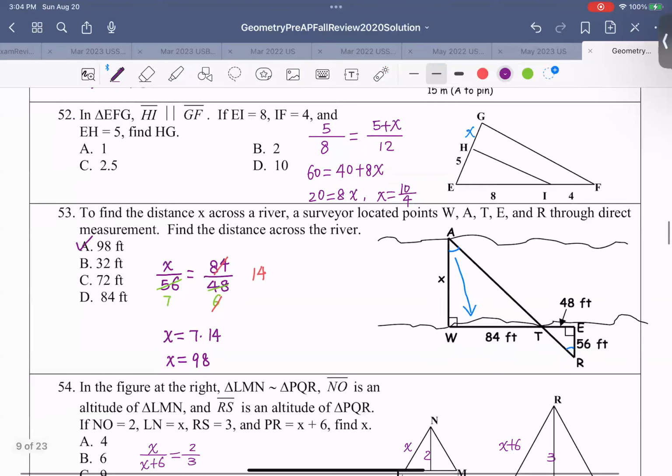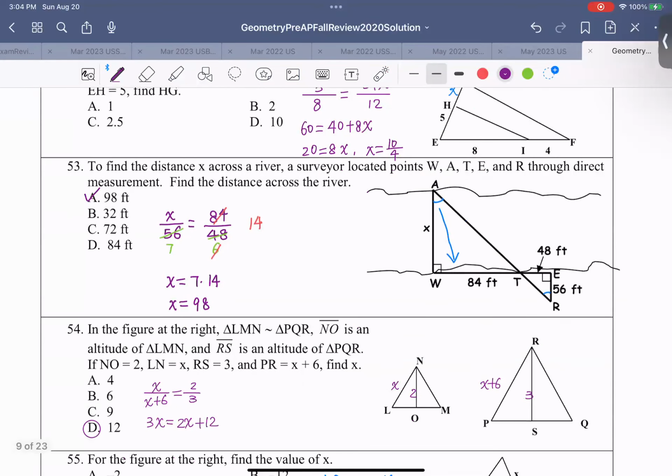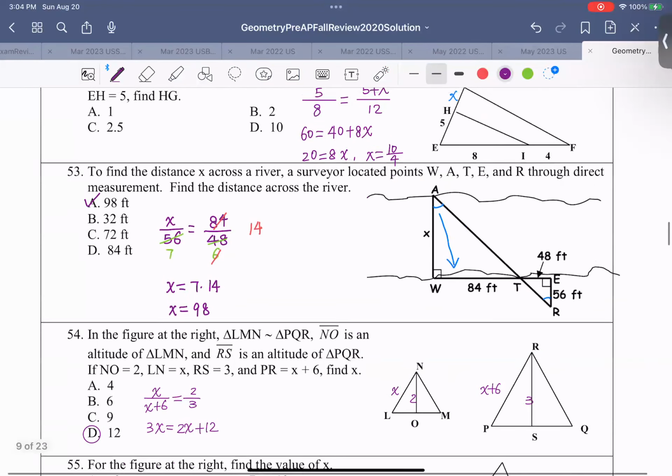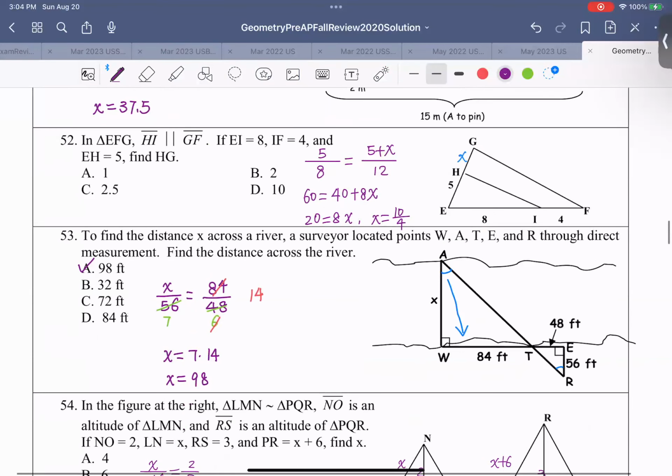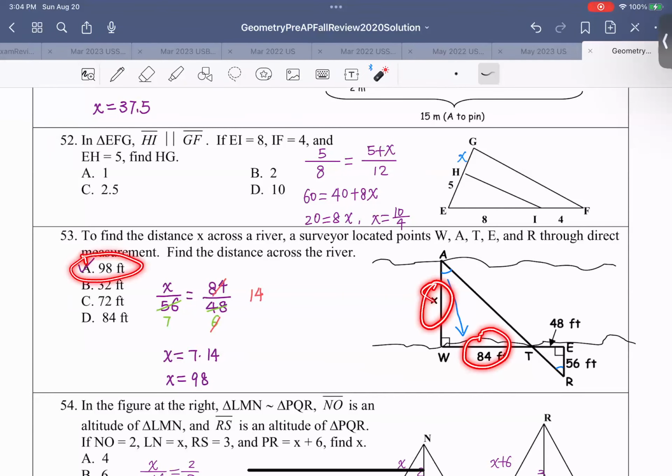Couldn't we automatically assume that x is 98? How do you automatically assume x is 98? Because we know that they're similar, and 84 and 48 are similar, so we know 56 and x are similar. If 84 over 48 is greater than 1, then 56 times that ratio would be bigger than 84. Yeah, exactly. The guy here is more than this guy, so the guy here is going to be more than this one. And this guy is the only one which is more than this.